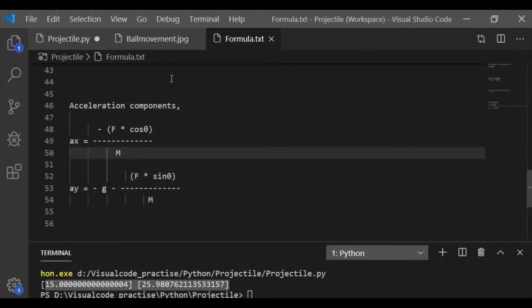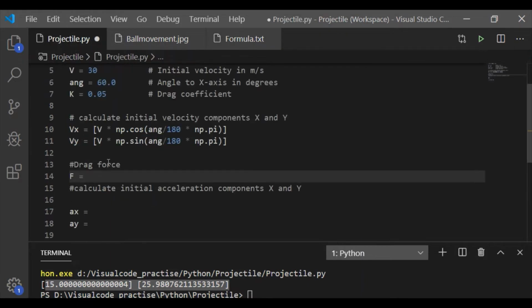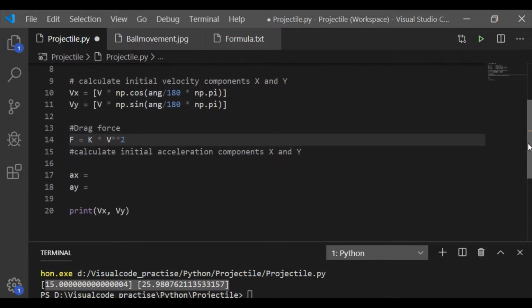Here G and M are fixed components. F is the drag force which varies as a function of velocity. K is the constant coefficient for the drag force. We have taken K as 0.05. It is multiplied with the initial velocity squared. This gives the initial drag force on the object. On knowing the initial drag force F, we can proceed to calculate our initial acceleration components Ax and Ay.